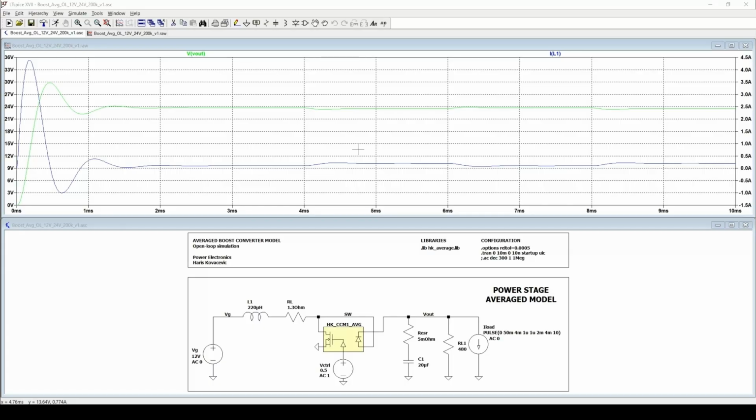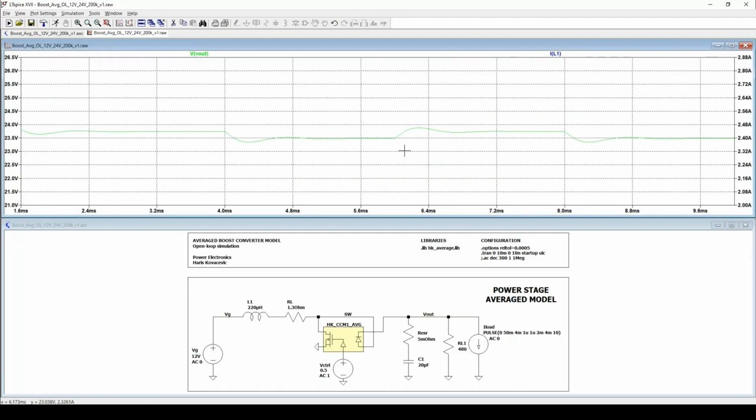If we zoom in on the output voltage of our boost converter, you can observe that the value is very close to the 24 volts, but it is not exactly the 24 volts. And it shifts with each load step. So here is a little bit higher value, a little bit lower, and so on. This illustrates why we eventually need closed loop control to correct these deviations and maintain a stable output.